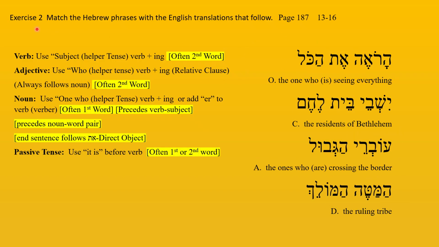All right, last four of exercise 2, again, page 187. This is 13 through 16. Ha-ro'eh et ha-chol. Immediately, you identify your participle. Ha-ro'eh. It's got the ha in front of it, so you immediately discount it as a verb. It can only be a noun. Okay? So if it's a noun, you're going to try translating it with the one who is verbing. So the one who is ra'ah, seeing. The one who is seeing.